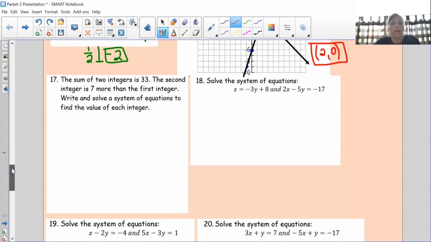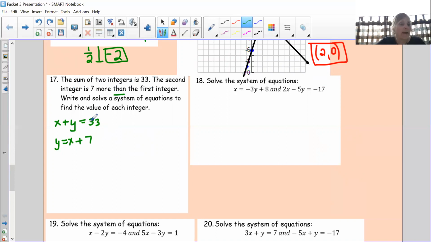Okay, number 17. The sum of two integers is 33. So sum means add. So I'm going to say x plus y equals 33. The second integer, which is y, is, and is means equal. So the second integer is y, is 7 more than the first. Remember I told you the word than actually makes you turn it around.